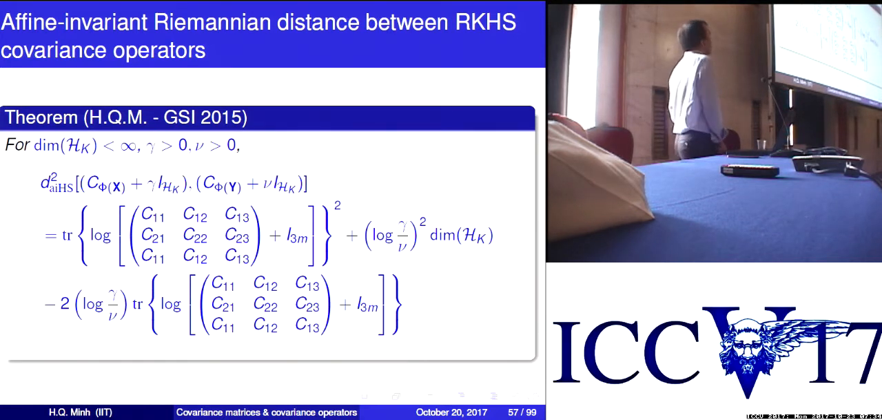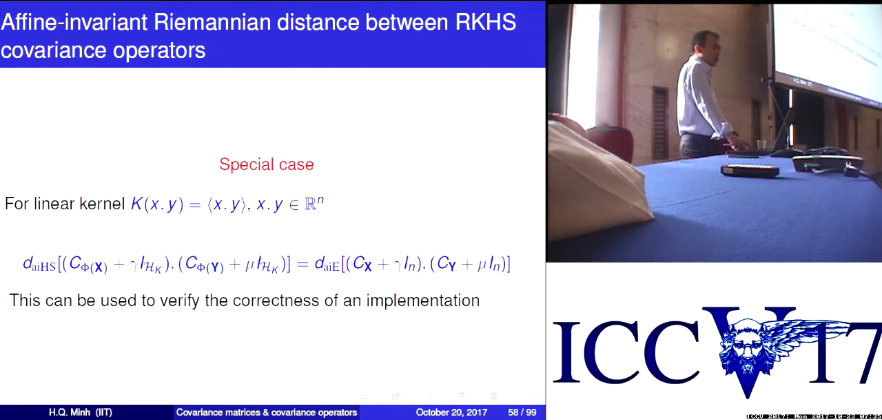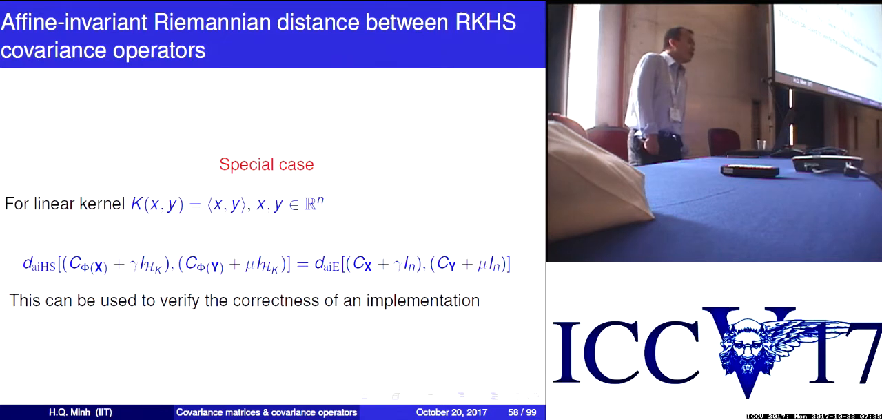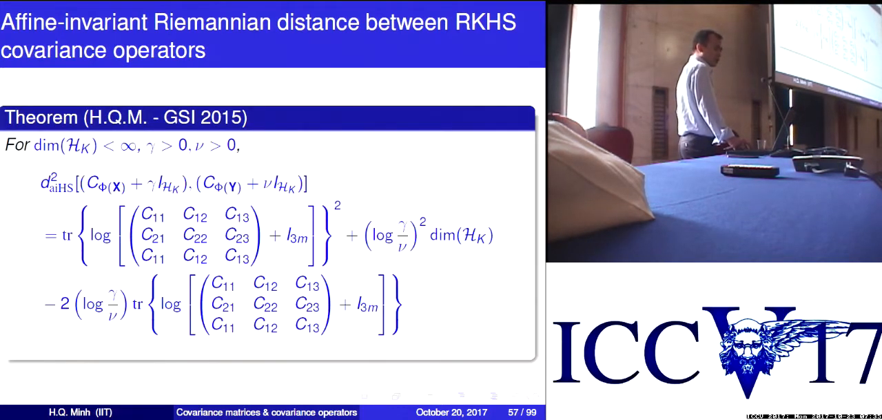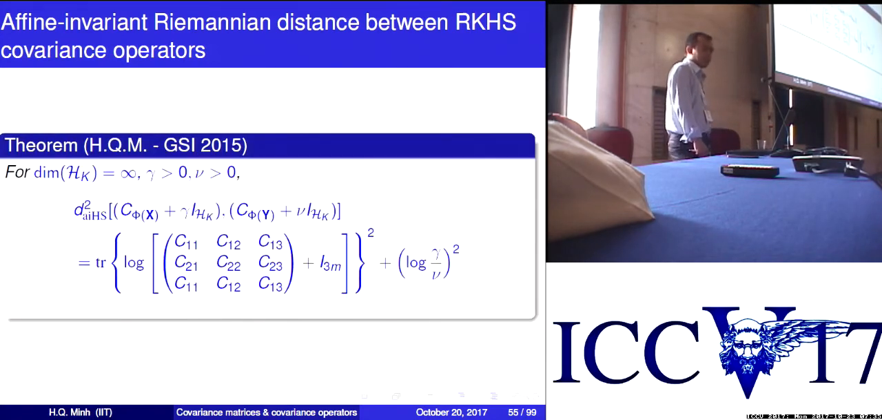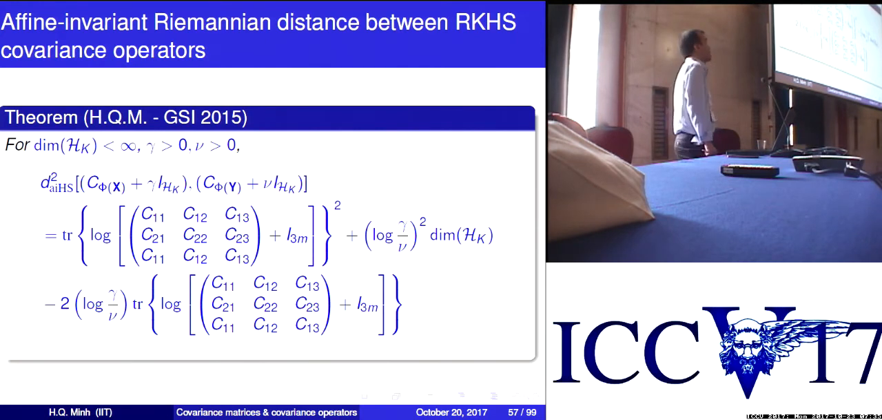And in the finite dimensional setting, as before, there's a big difference. We have the dimension of HK appearing in the second term. In the special case of the linear kernel, this formula has to reduce to the second formula here, the finite dimensional one. The first formula applies to the Gaussian kernel, for example, and the second, when the dimension is finite, applies to the polynomial kernels.